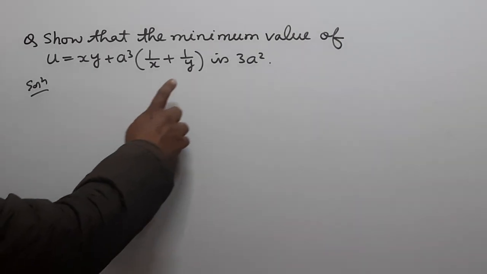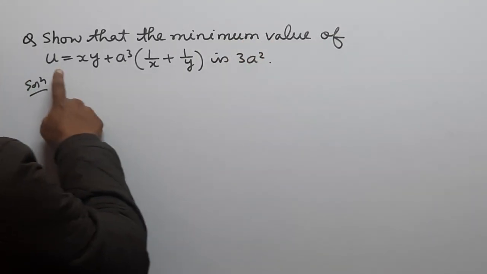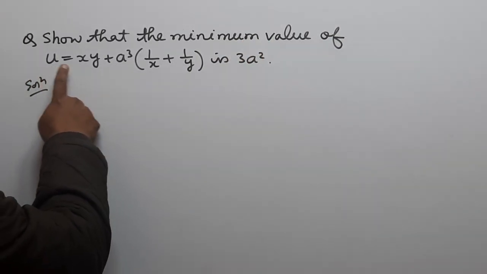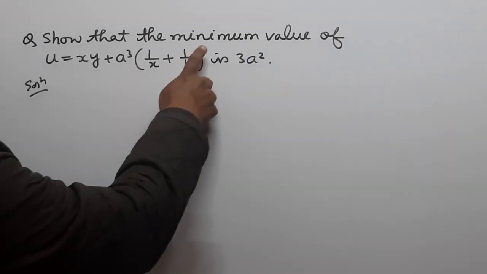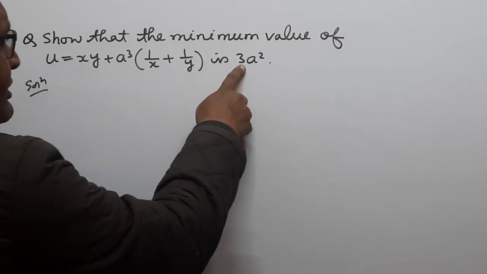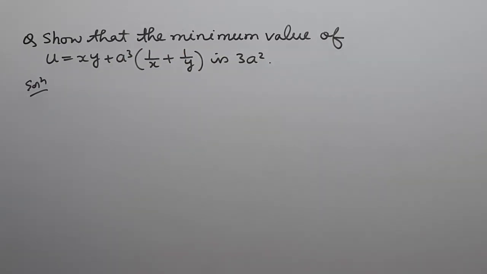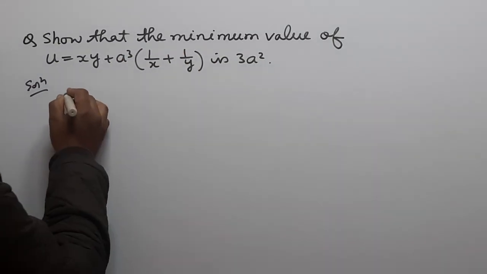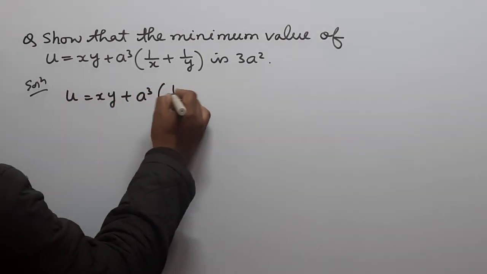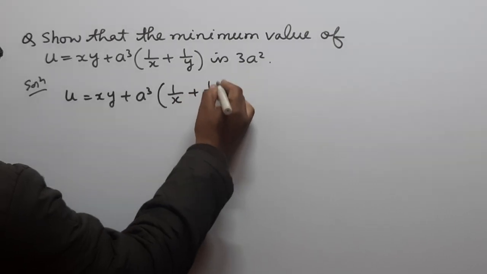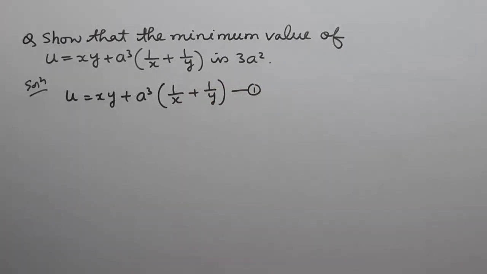Here we have to find the minimum value of the given function u, and u is a function of two variables x and y, and we have to show that the minimum value of u is 3a². So first we write the given function: u = xy + a³(1/x + 1/y). First we find the partial derivatives of u with respect to x and y.